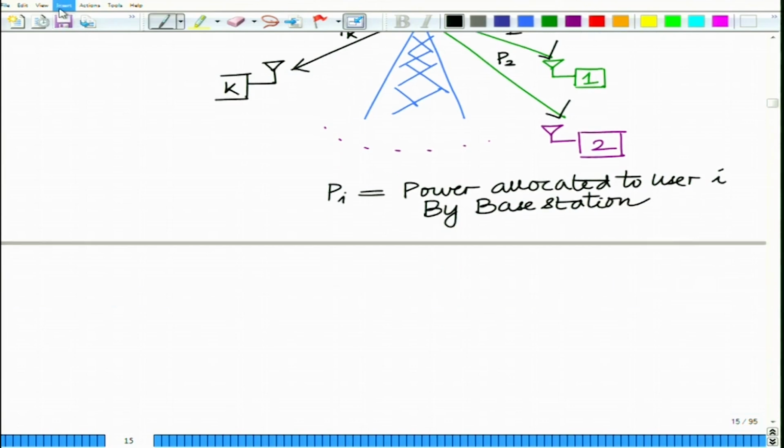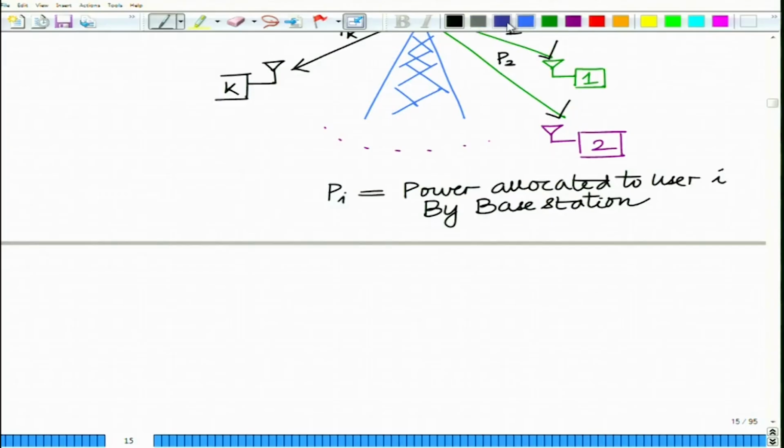Now P1, P2, up to Pk are the powers that are allocated to the different users 1 to k, but the sum total of the powers allocated to the different users has to be less than or equal to the maximum power available at the base station. Alright, so that is a constraint that we have in a practical wireless scenario.